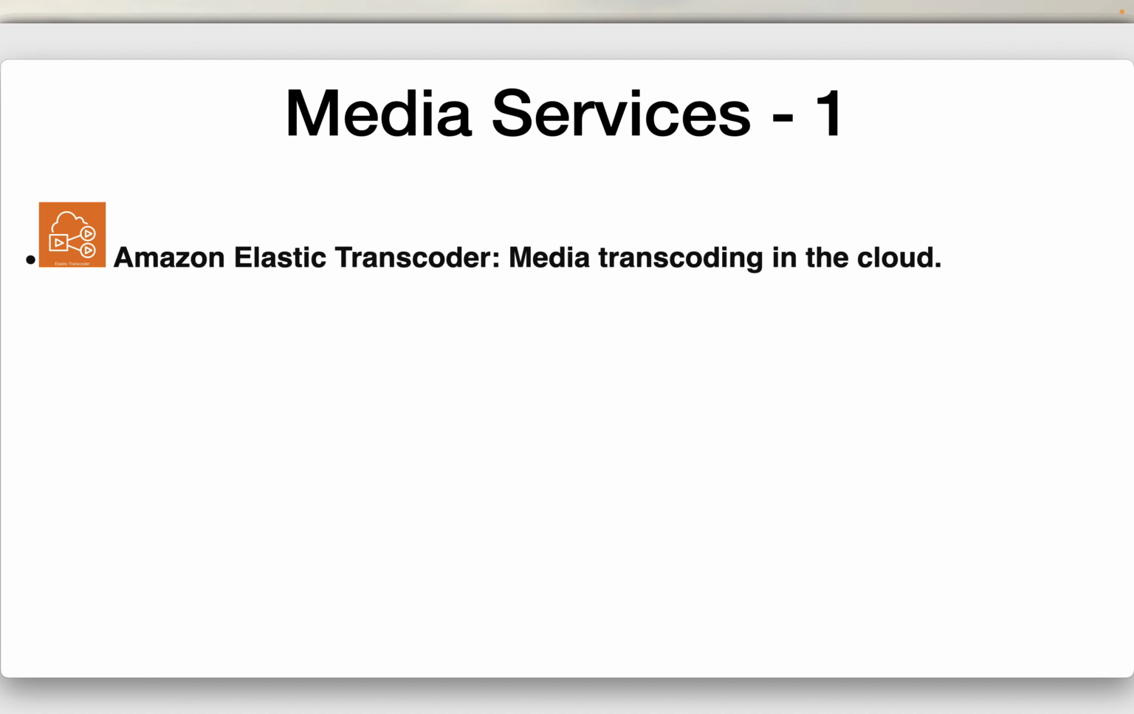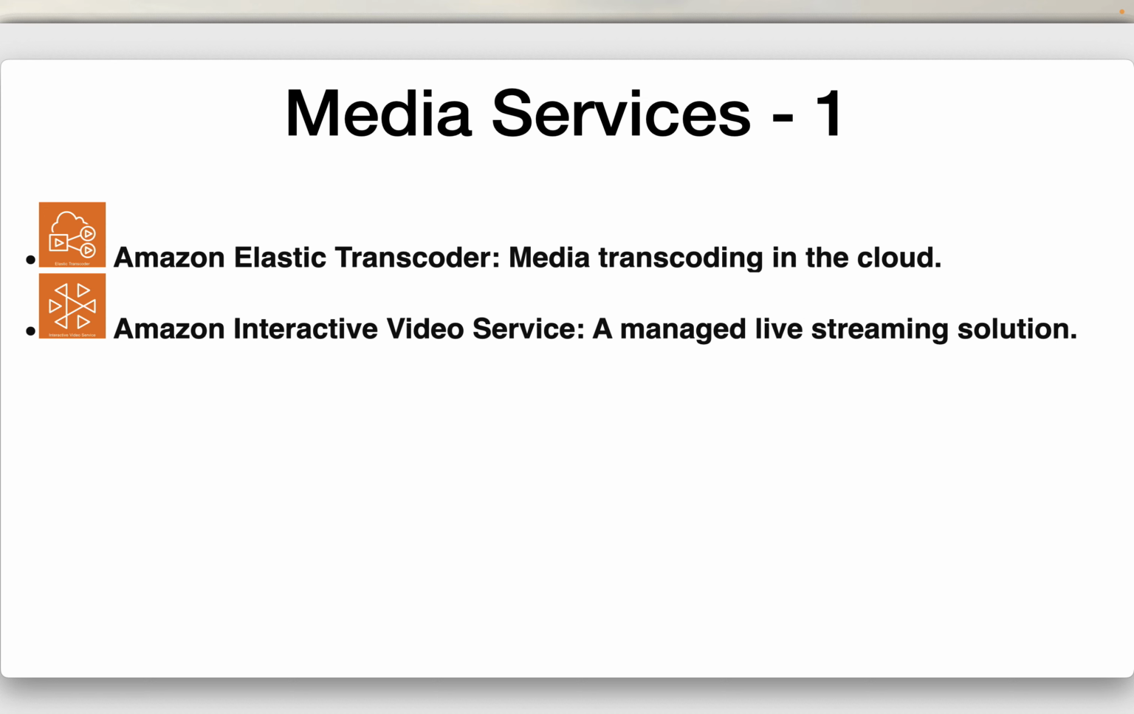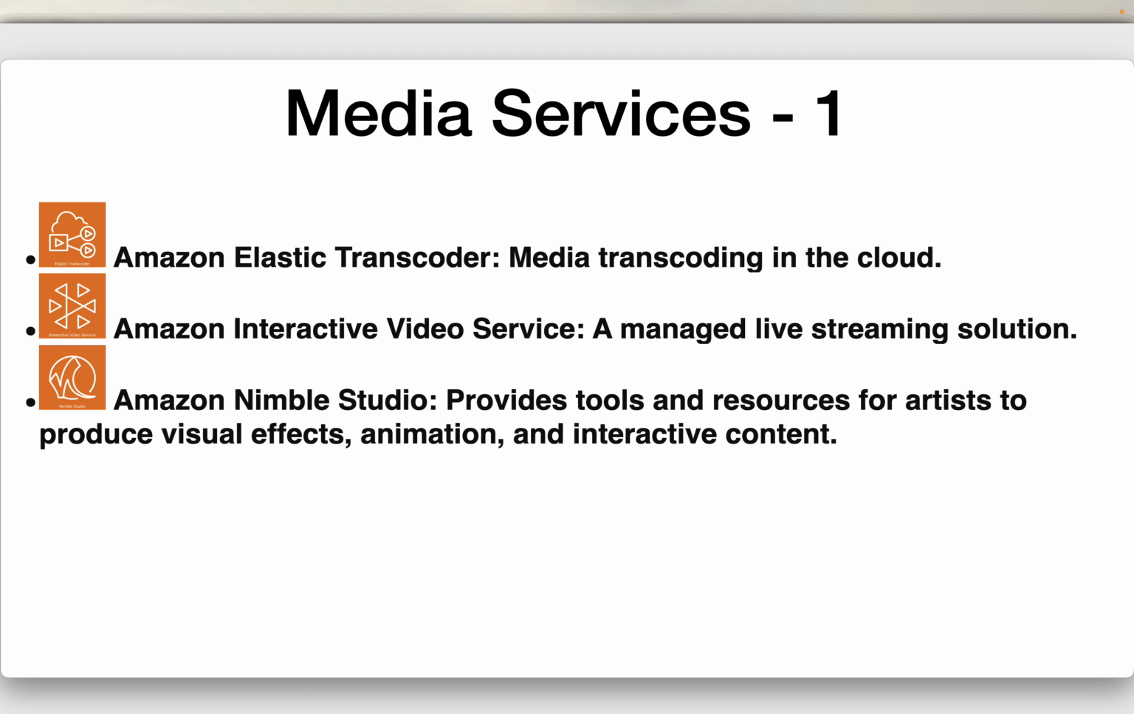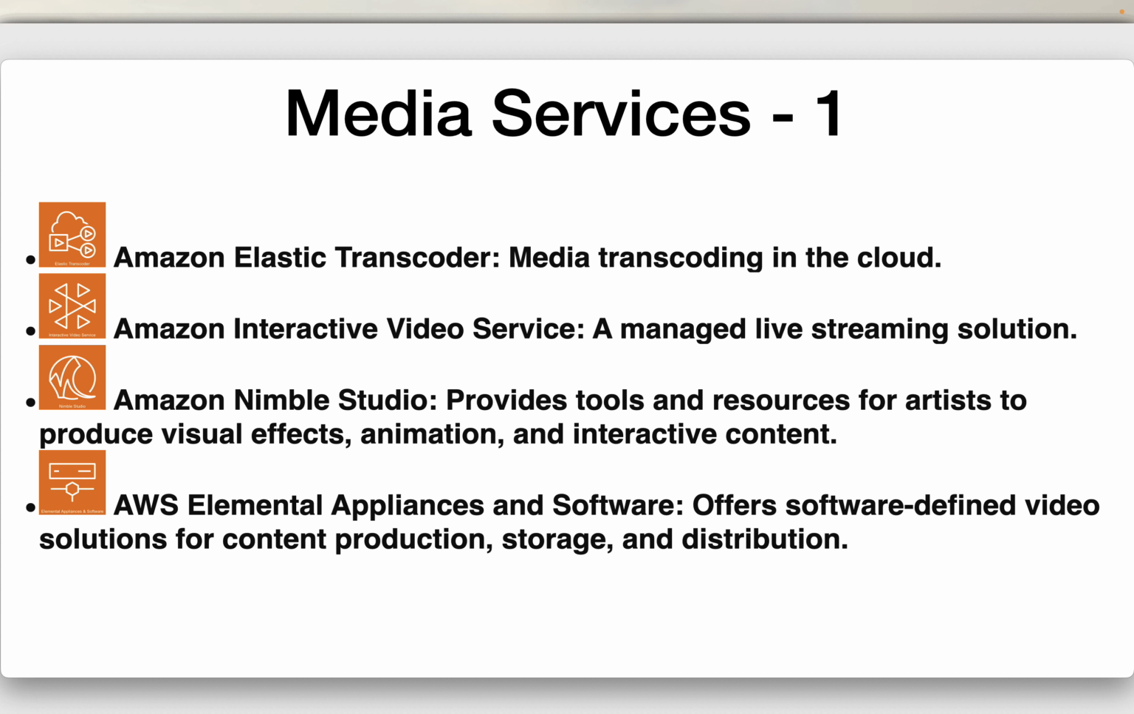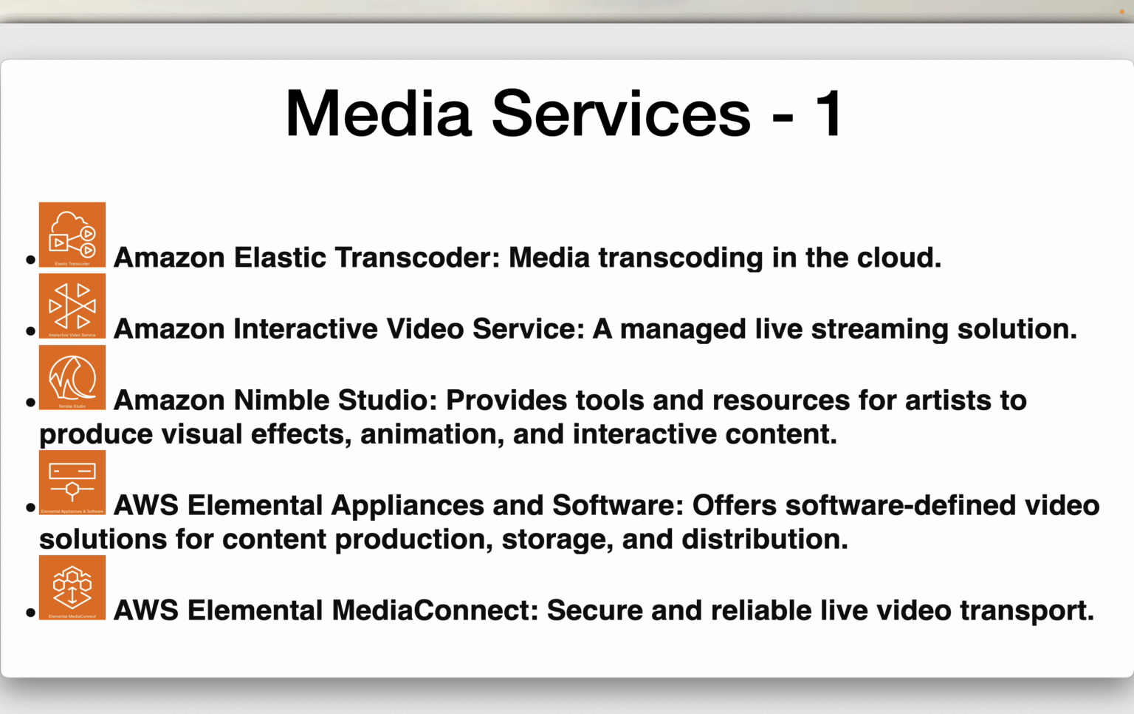So first one, media services part 1. Amazon Elastic Transcoder, media transcoding in the cloud. Amazon Interactive Video Service, a managed live streaming solution. Amazon Nimble Studio provides tools and resources for artists to produce visual effects, animation and interactive content. AWS Elemental Appliances and Software offers software-defined video solutions for content production, storage, and distribution. AWS Elemental MediaConnect, secure and reliable live video transport.